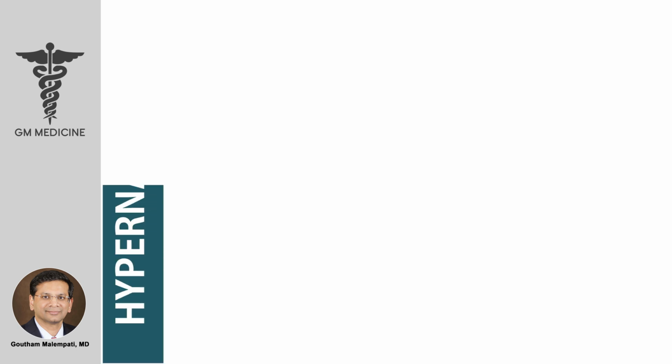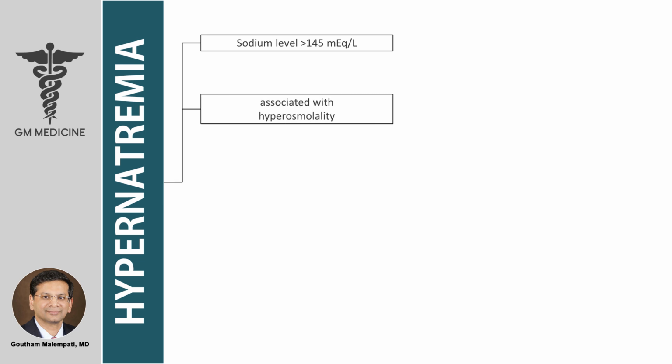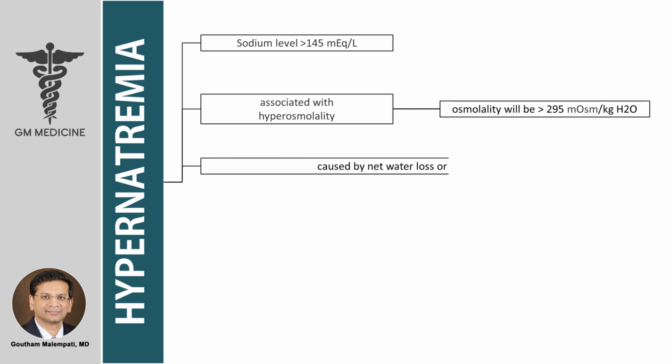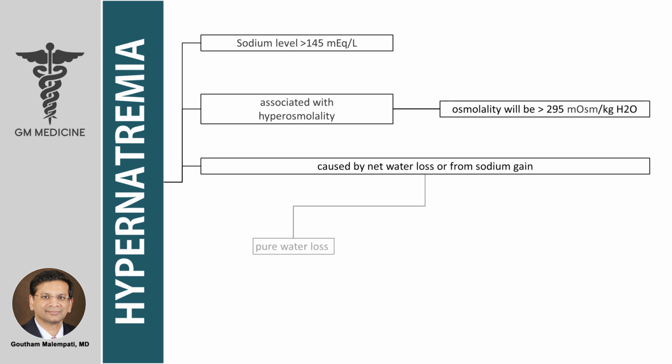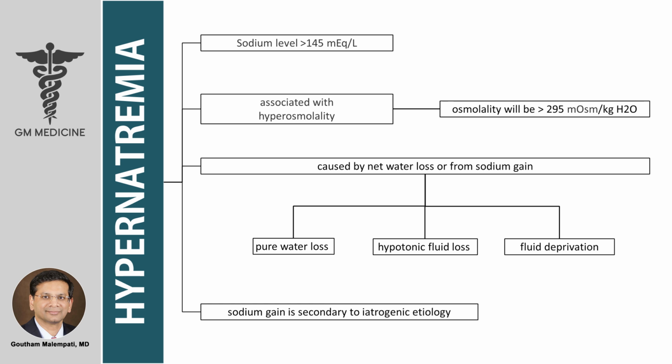Now let's talk about hypernatremia, which is defined as a sodium level greater than 145 milliequivalents per liter. It is mostly associated with a hyperosmolar state, which means the osmolality will be more than 295 milliosmoles per kg. It is caused by net water loss or from sodium gain. Water loss can be due to pure water loss or hypotonic fluid loss. It can also result from fluid deprivation. Sodium gain is secondary to iatrogenic etiology.